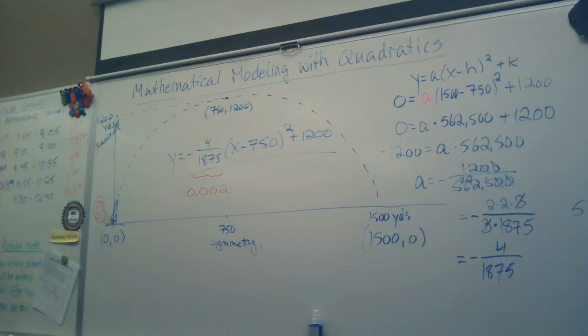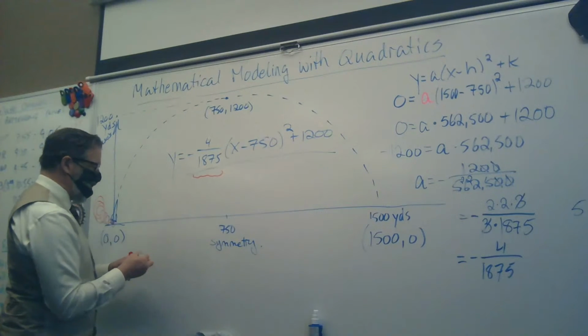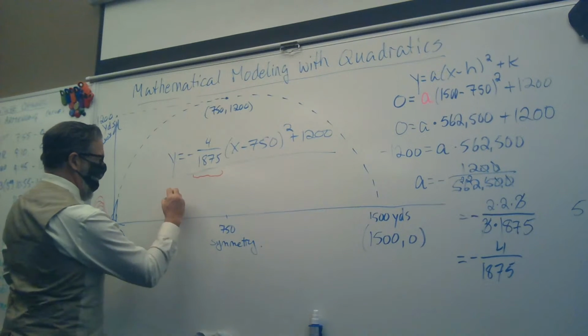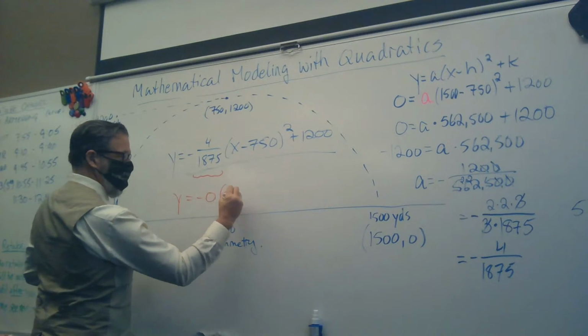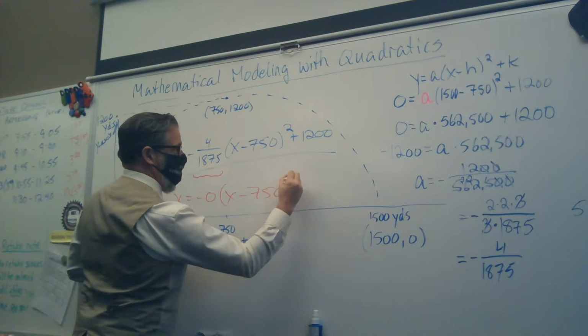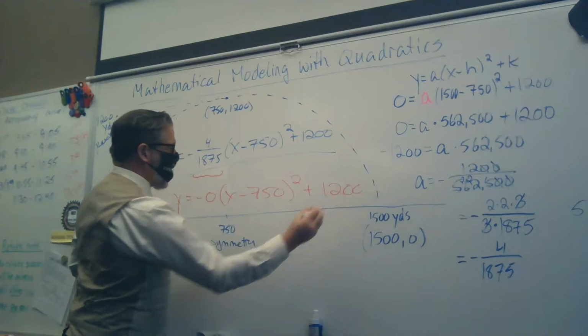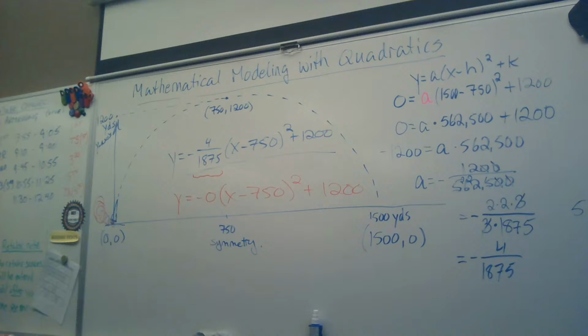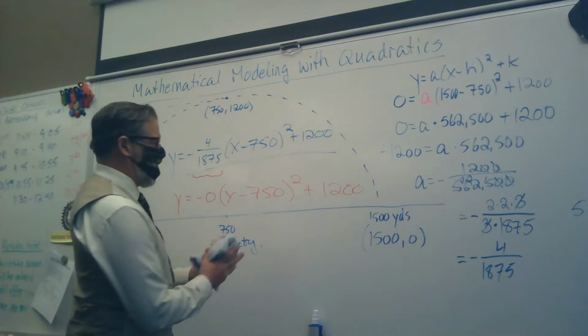Or they might say 0.002. That's a really tiny number. Let's just write y equals -0 times x minus 750 squared plus 1200. And of course, hopefully we all see the problems with that equation. Wait, my rocket doesn't do anything. Oh yeah.